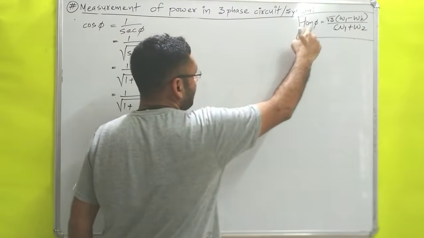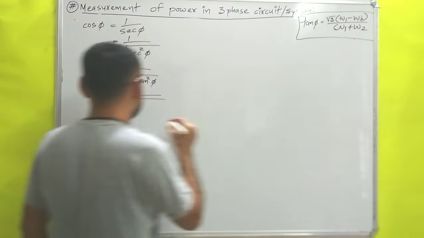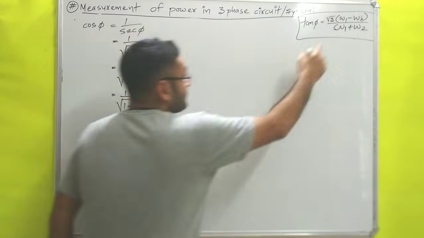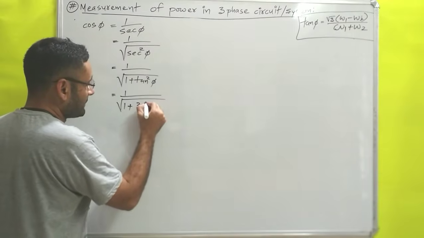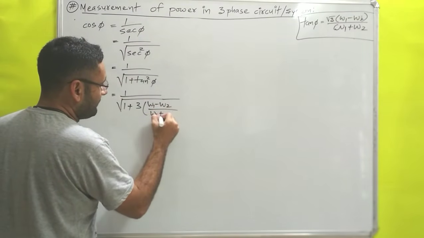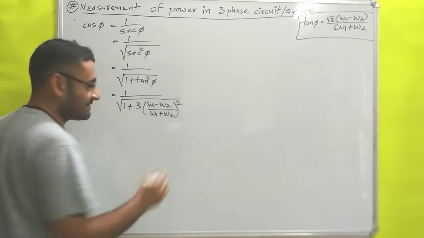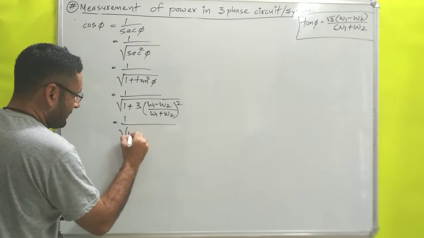Now I will write 1 divided by the square root of 1 plus tan square phi. The tan phi value we have is root 3, so tan square will be 3, and the square of the whole term: w1 minus w2 divided by w1 plus w2 whole square. Which equals 1 divided by the square root of 1 plus 3.